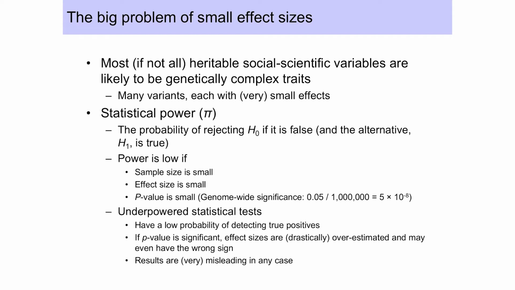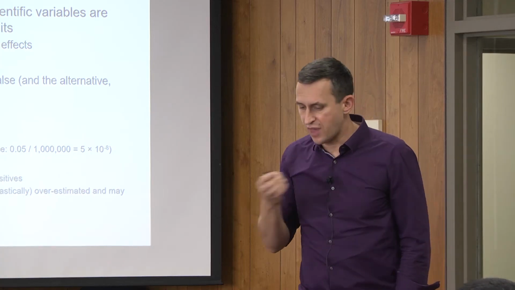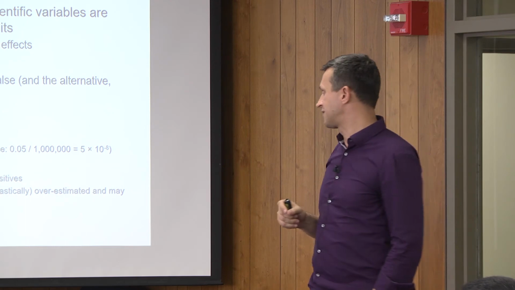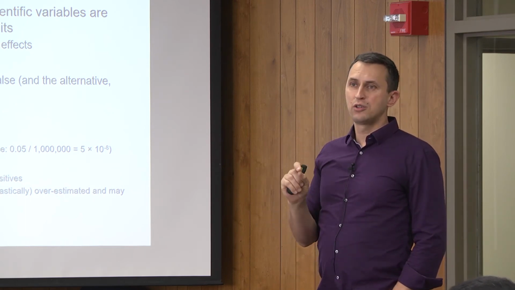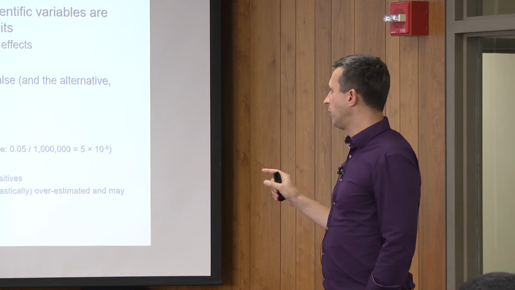Okay, so then there is the big problem of small effect sizes. So most, if not all, heritable social scientific variables are likely to be genetically complex, which means that the heritability is going to be due to hundreds or thousands of genes with tiny, tiny effect sizes, right? So that ultimately means that we're going to run into a huge problem with statistical power, right?